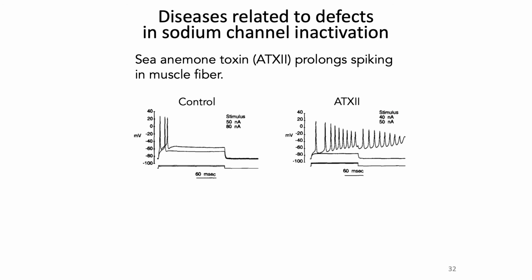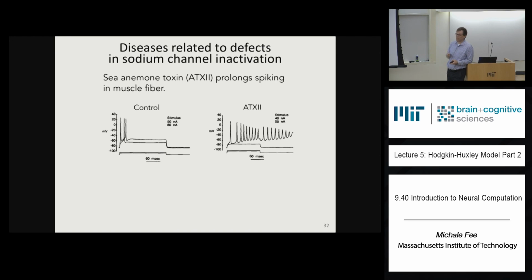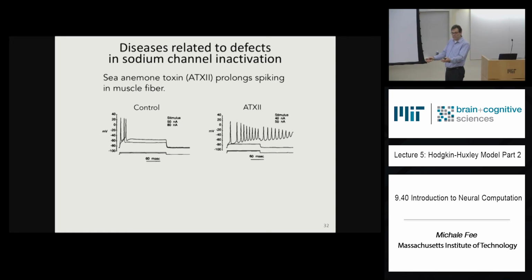We're going to look at a particular model for how the failure to inactivate of the sodium channel produces these myotonic runs. What's really crazy is that after you turn off that current injection that activates the muscle fiber, the muscle fiber keeps spiking. That continued spiking corresponds to continued contraction of the muscle.